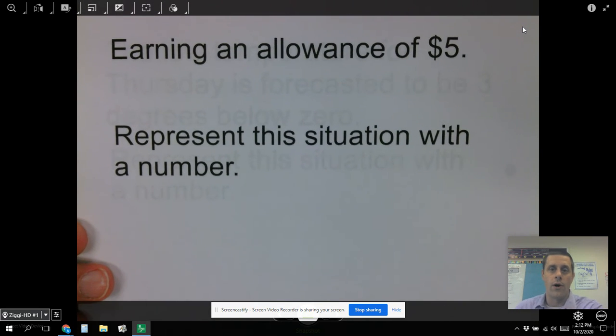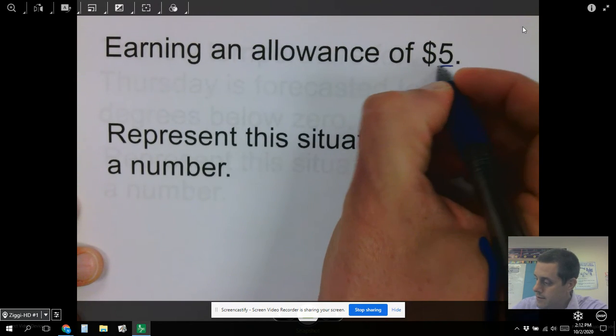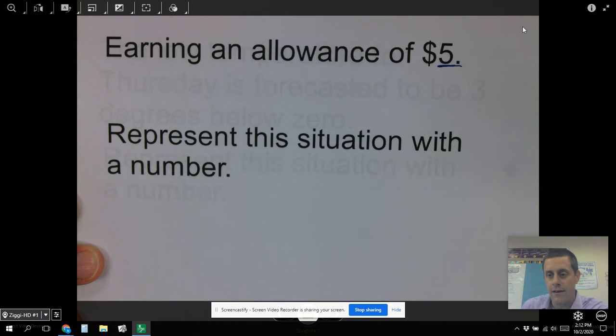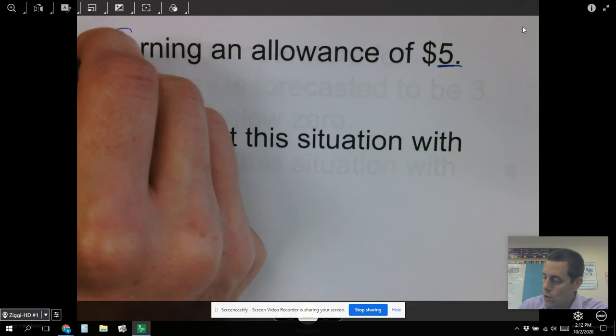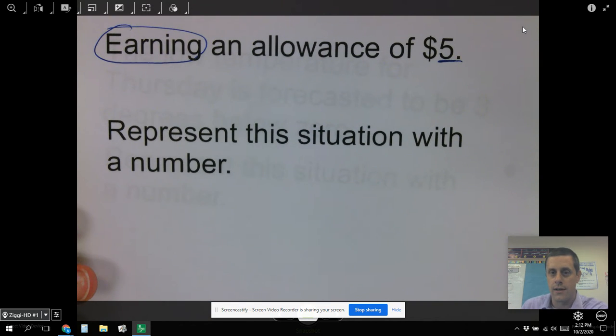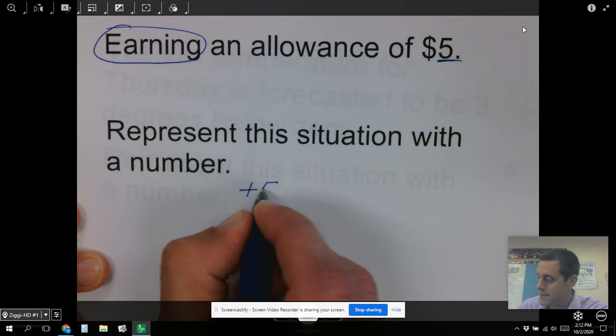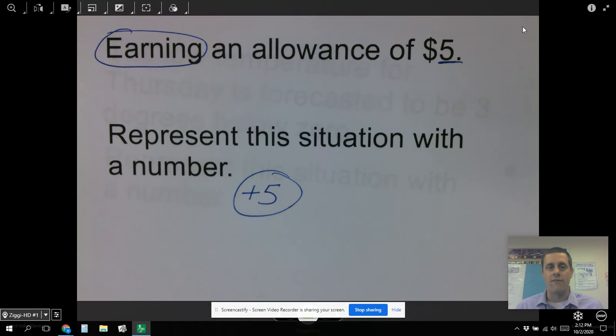Our next scenario, earning an allowance of $5. Again, we want to represent the situation with a number. The value in this problem is 5. Will that 5 be positive or negative? If you are earning the allowance, are you gaining wealth or losing it? Earning it means you're gaining, meaning that this 5 would be a positive 5. Positive 5 represents earning an allowance of $5.